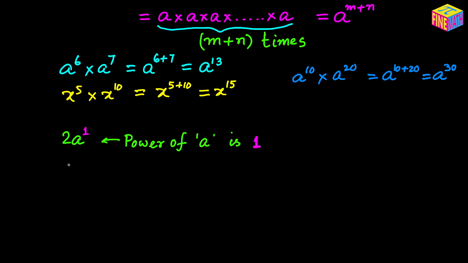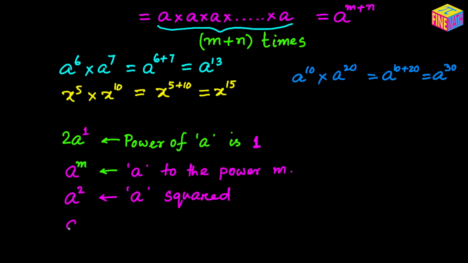Now, if the power is 2, for example, we have seen that if you have a with a power m, this is read as a to the power m. Right? Now, suppose we have a number a with a power 2. Should we read it as a to the power 2? No, actually it is read as a squared.